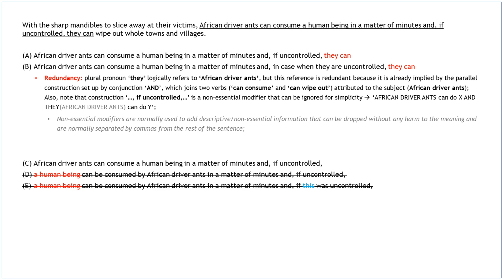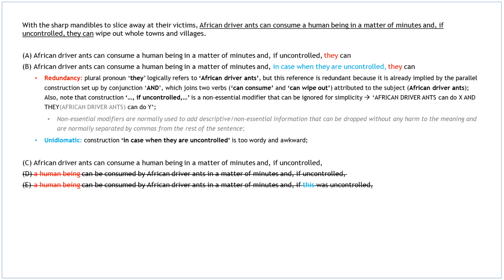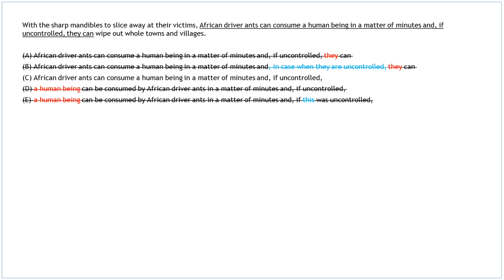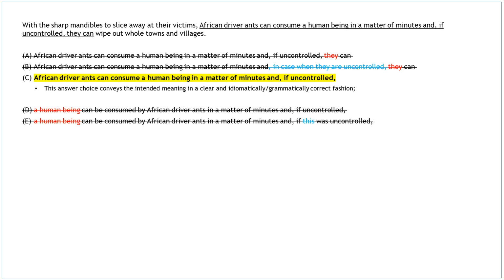Note that the construction "if uncontrolled" is a non-essential modifier that can be ignored for simplicity. Non-essential modifiers are normally used to add descriptive, non-essential information that can be dropped without any harm to the meaning and are normally separated by commas from the rest of the sentence. Also note that the construction "in case when they are uncontrolled" would be considered too wordy and awkward on GMAT. So, now we can eliminate choices A and B, leaving us with the correct answer choice C.